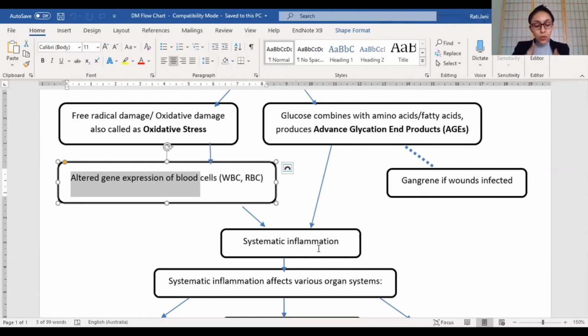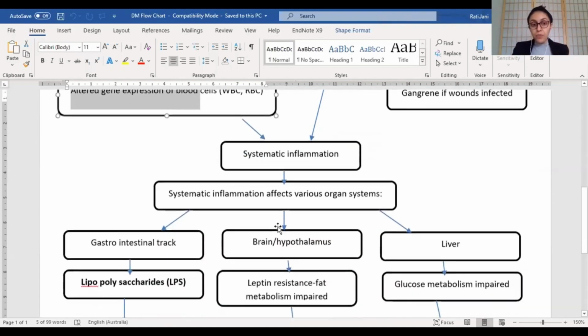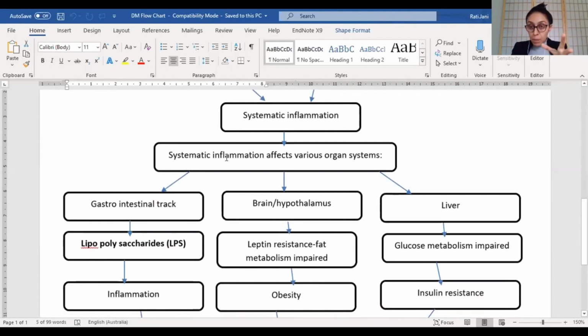So yes, now when you have a lot of inflammatory blood flowing everywhere in your body, this inflammatory blood will go to all of your various organs. Okay. So now let's see how the organ system is being affected. So you have systemic blood entering your gastrointestinal tract, your GI tract.